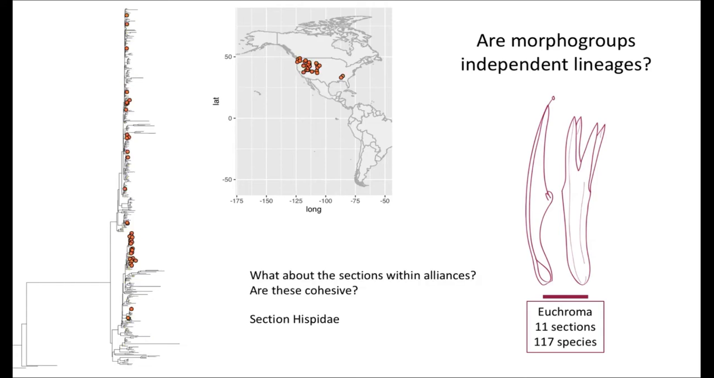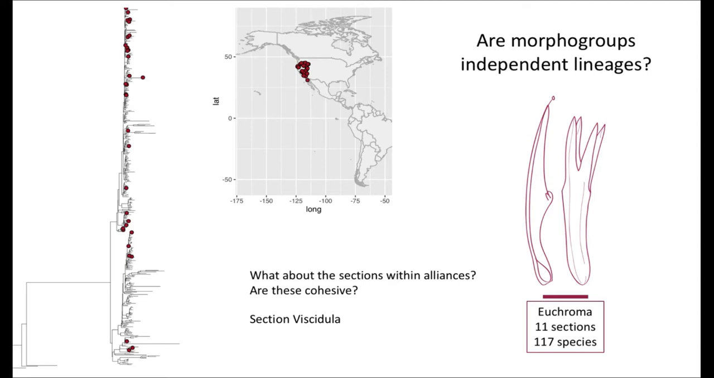Each of these sections is, again, very widely dispersed. So here's section Hispidae, section Septentrionales, section Aphanes, which first looks like it's doing pretty well, pretty cohesive. Here's all of these Southern California samples, but then notice that there's one or two that are popping up in this northern clade that correspond probably to these higher latitude individuals. And then finally, section Vesicula. So that's kind of addressing the morpho group hypothesis.